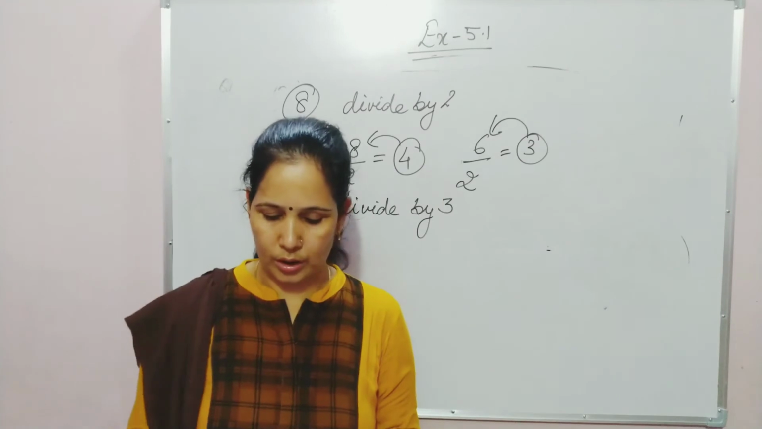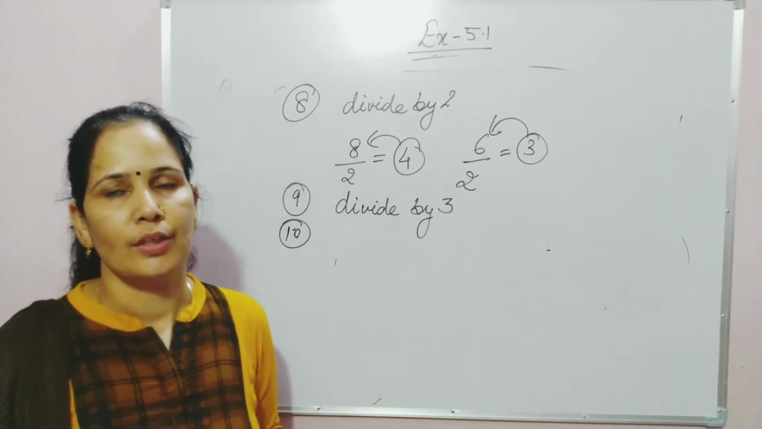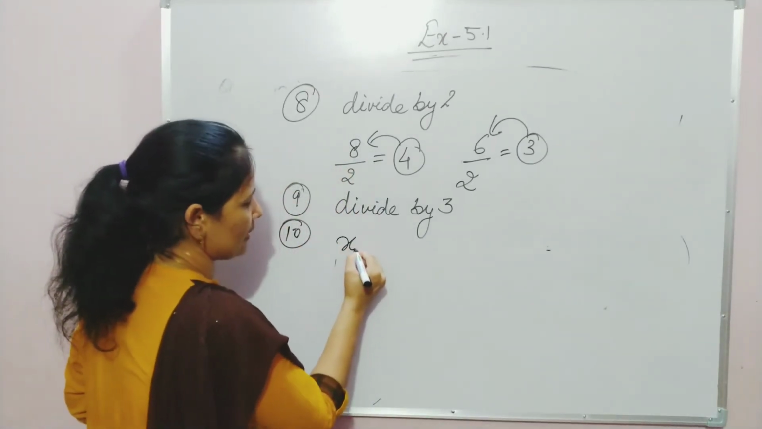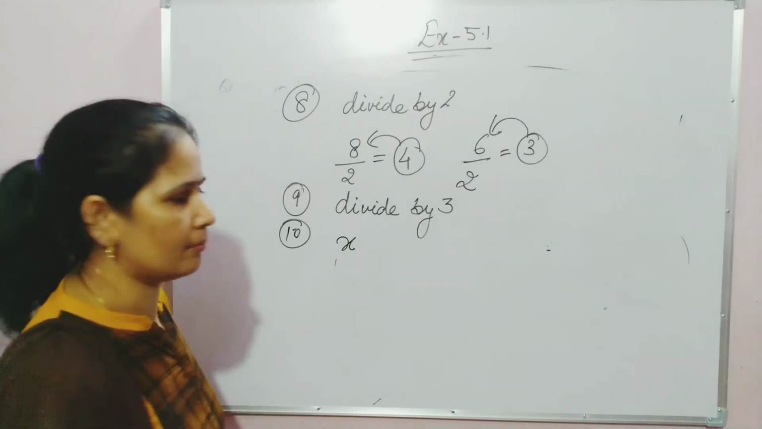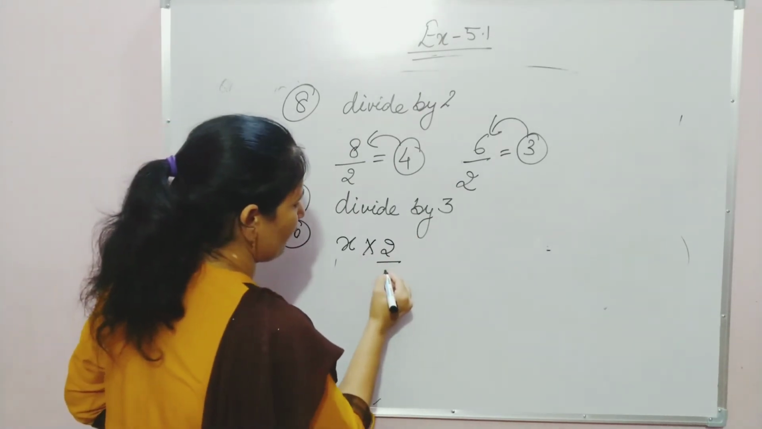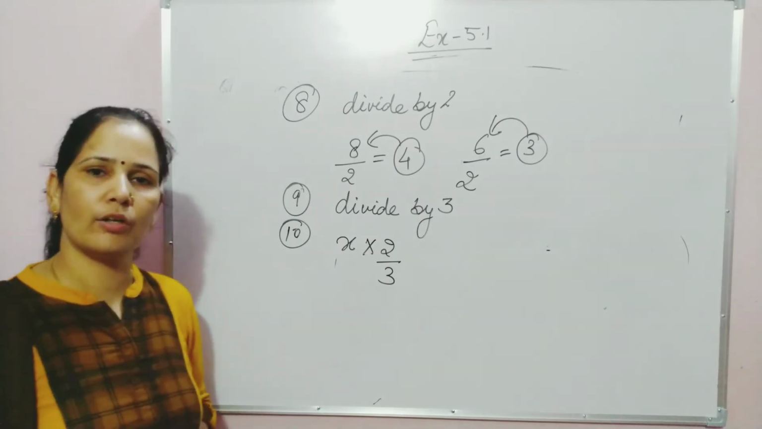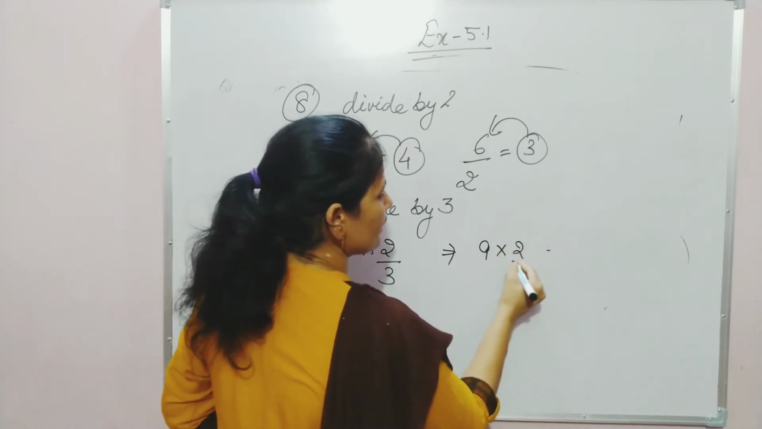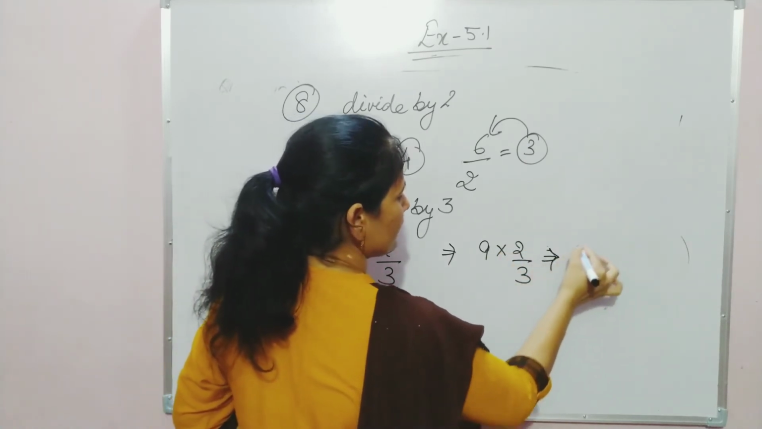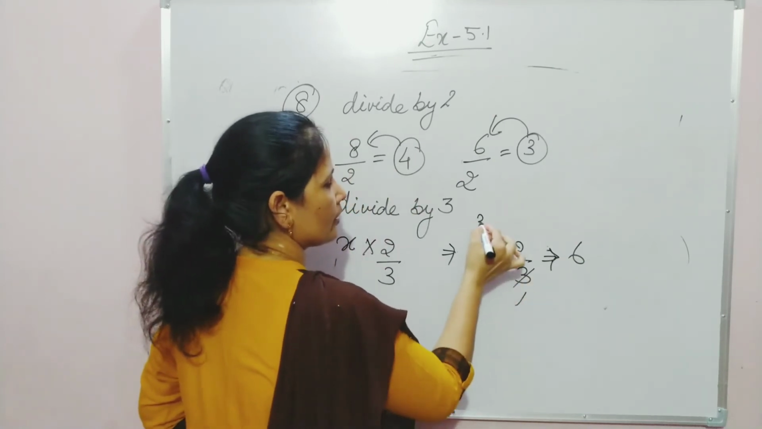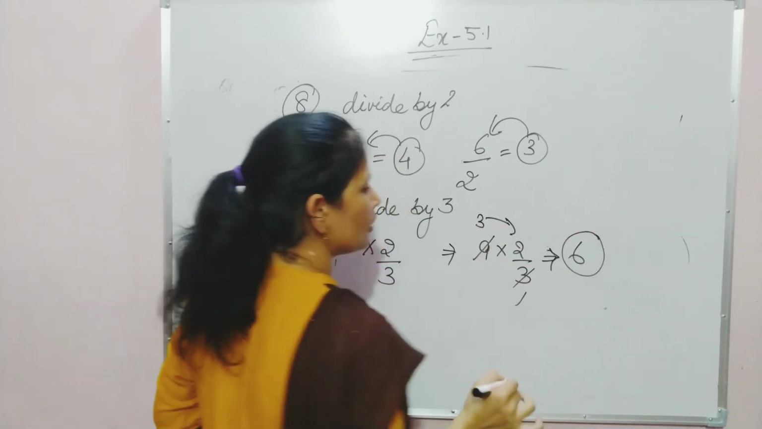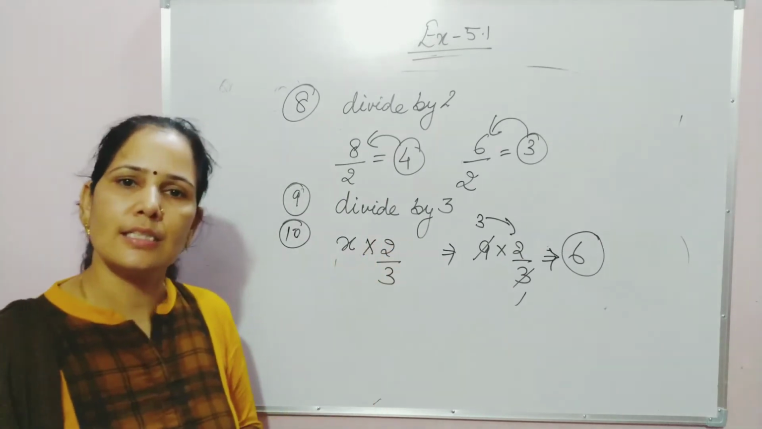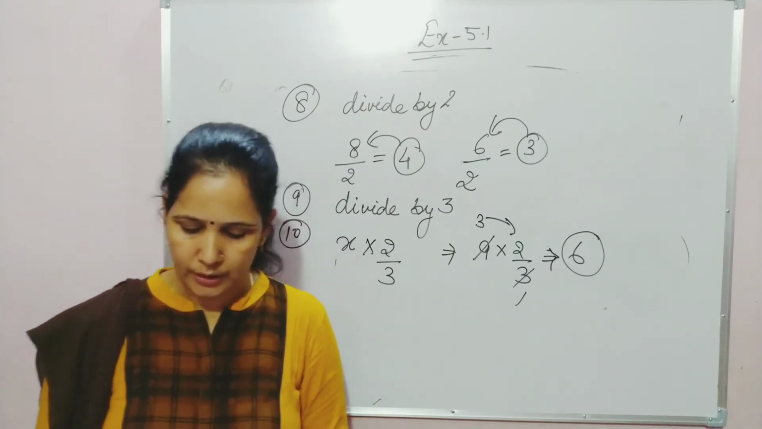Now question number 10. If I need 2/3, what do I do? If we want 2/3, simply, for example, if any number is x and I want 2/3 of this number, multiply by 2 and divide by 3. Take one example, 9. 2/3 of 9 is 6. 3 1s are 3, 3 3s are 9 and 3 2s are 6. To find the 2/3 of any number, multiply that number by 2 and divide by 3. Then easily we get 2/3 of the given number.